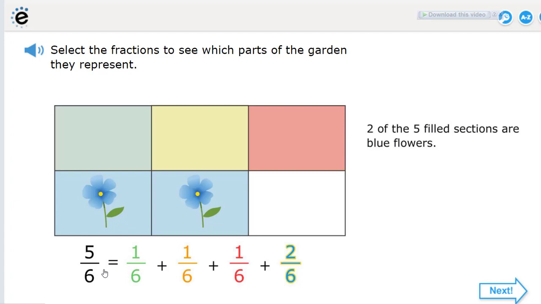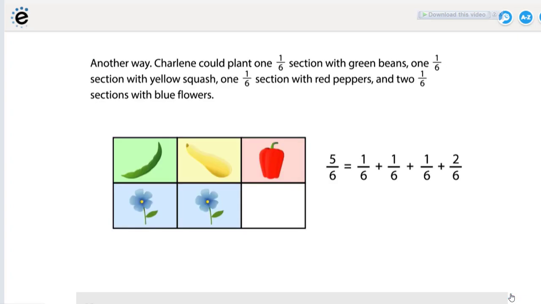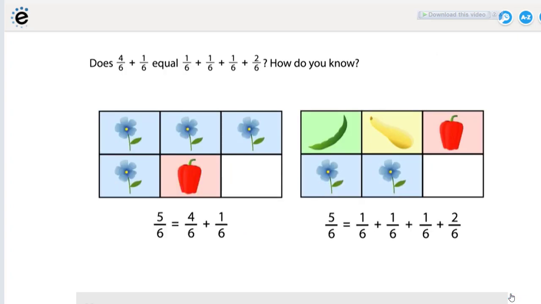So, as you can see here, we can also write an equation to represent what we did with the fraction 5/6, how to decompose it. Does 4/6 plus 1/6 equal 1/6 plus 1/6 plus 1/6 plus 2/6? How do you know? Okay, this time the question is for all of you. If you have the answer, say your name.